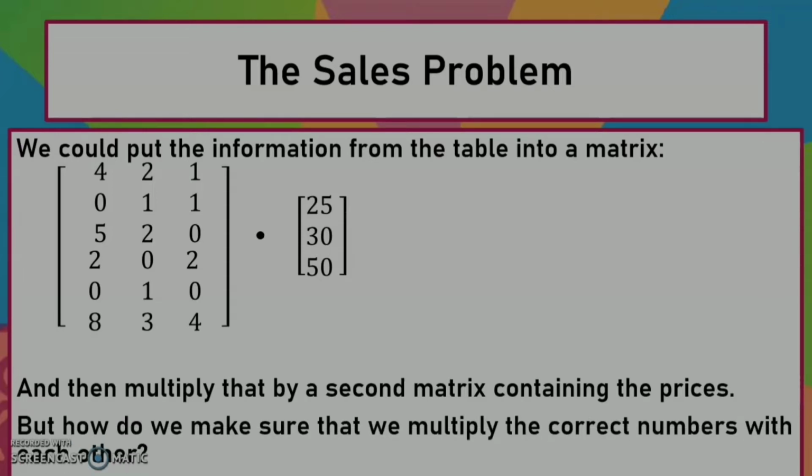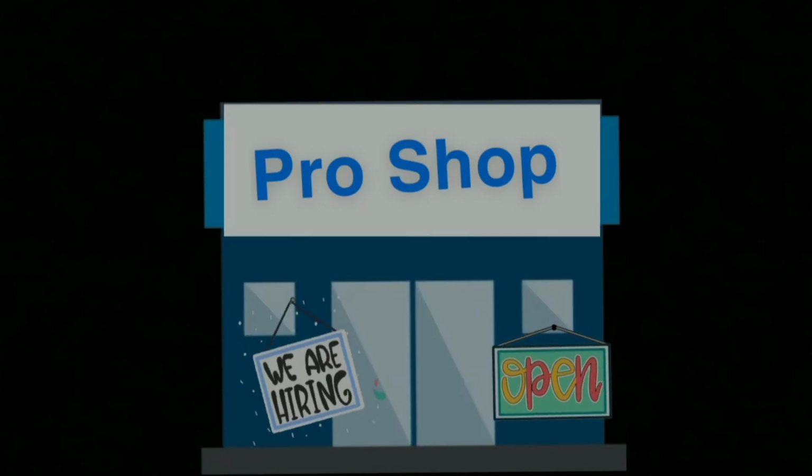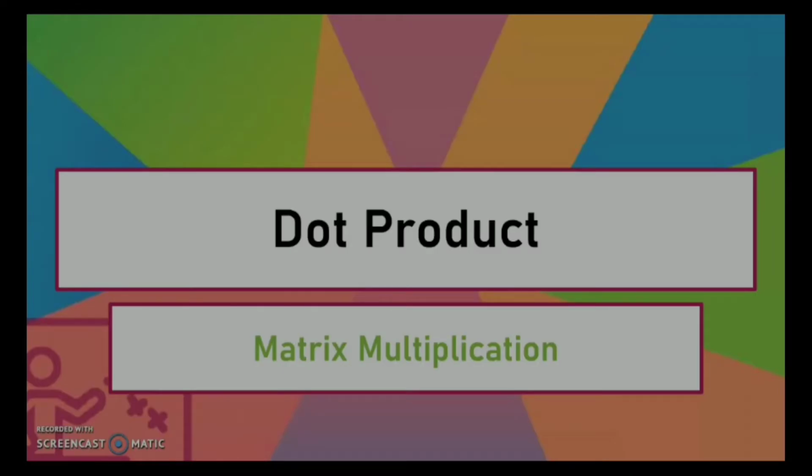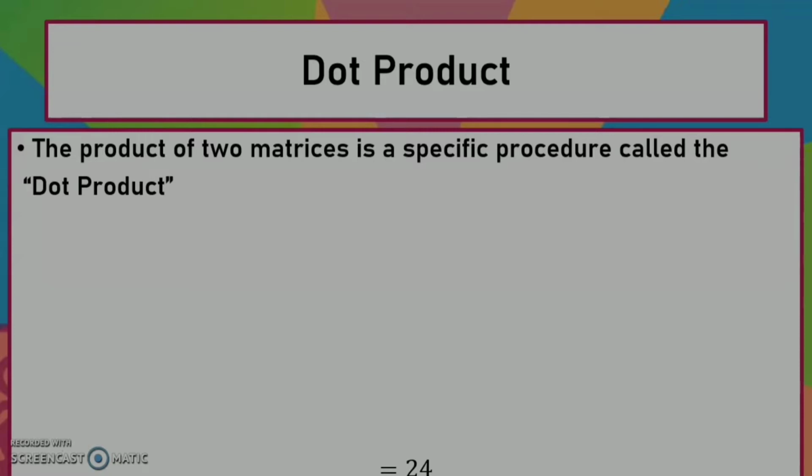But how can we be sure that we multiply the right numbers and don't mix them up? This is why mathematicians have a very special procedure in place for matrix multiplication. Let's take a closer look. The sales problem is a good example of why we might want to know matrix multiplication. Matrix multiplication is more formally referred to as the dot product, and we notate it using a big old dot.